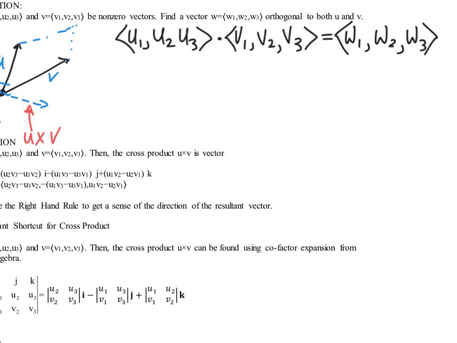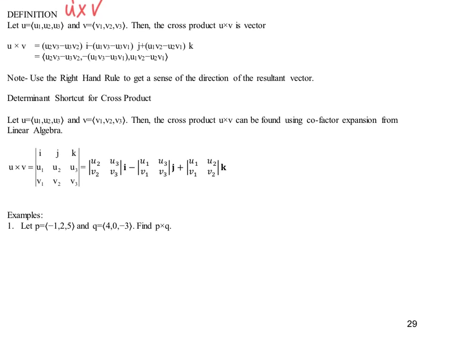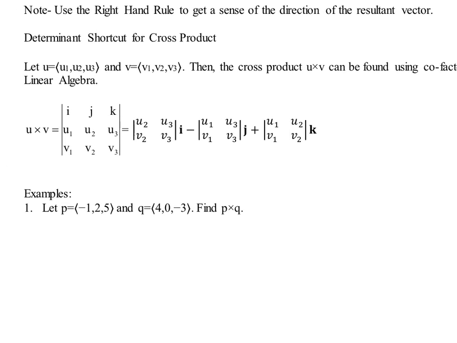So positive to negative to positive, right? So I, J, K, and that's assuming that we're going for 3 space. But let me take you through an example. Find P cross Q. So we'll use the matrix approach. You're essentially finding a determinant of the matrix, but in a slightly different way than you might in a linear algebra course. So I'm looking for P cross Q.